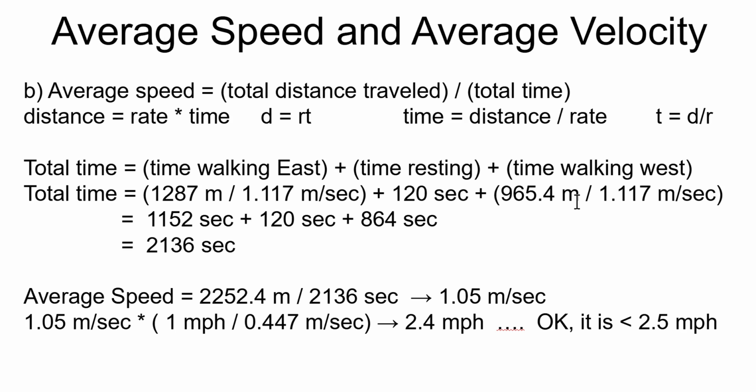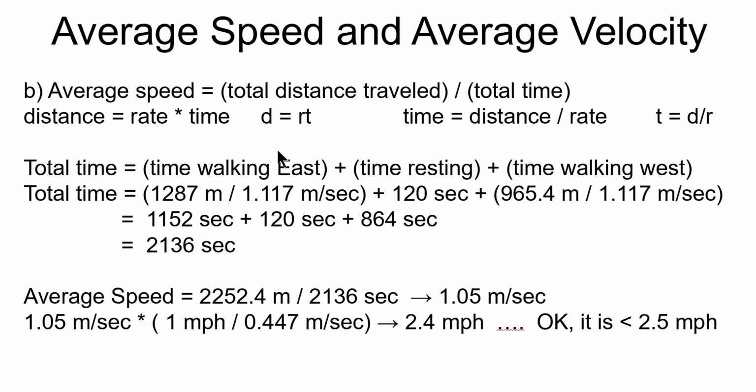Now we need the time to calculate the average speed. We have the total distance. How do we come up with the time? Well, there are really 3 time intervals in this problem. There's the amount of time walking to the east, there's the time spent resting, and there's time spent walking towards the west. Distance equals rate times time for the case when the rate is a constant. This becomes useful. Time is equal to distance divided by rate then, or T equals D over R.